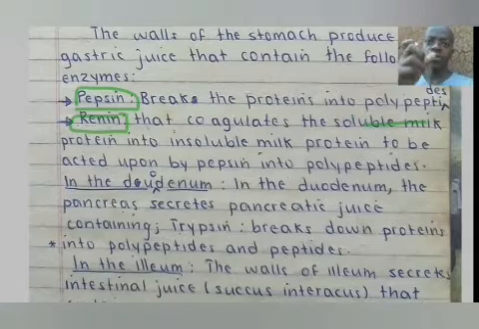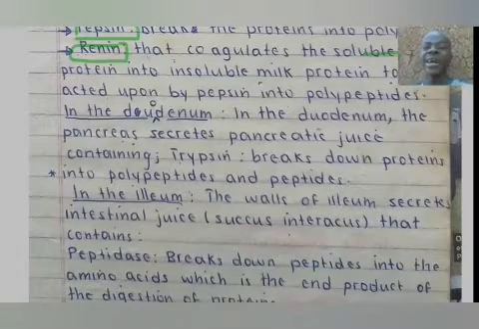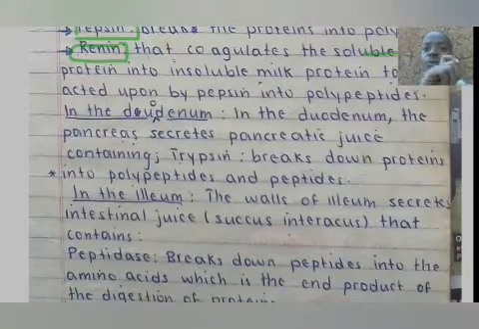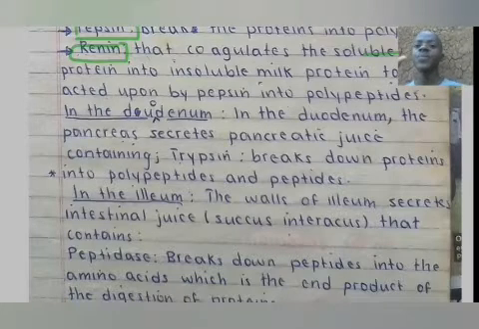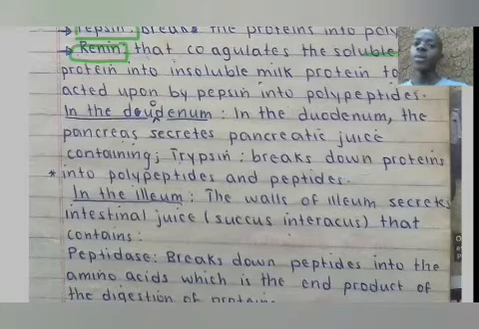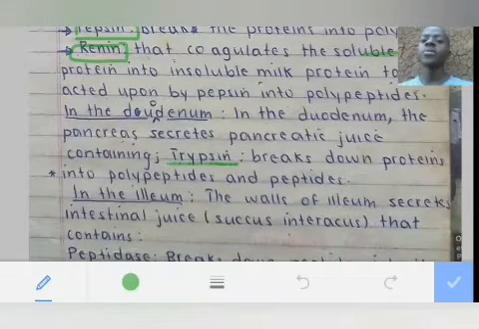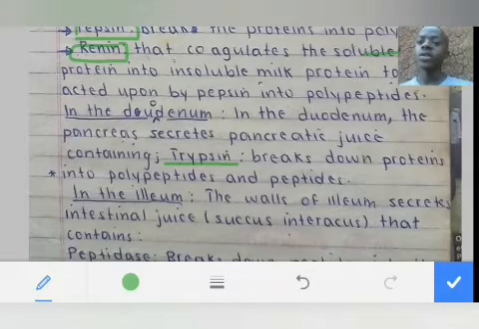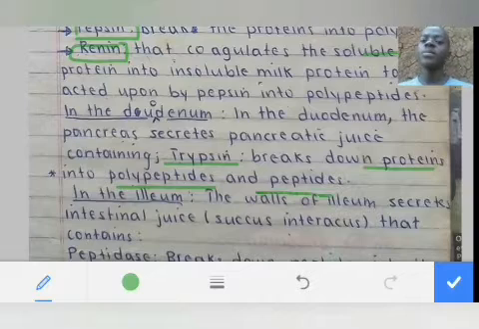Now from the stomach, let us look at the duodenum. What happens in the duodenum? Among the other enzymes which are secreted from the pancreas, which of them acts on proteins? So we have the pancreatic juice which contains trypsin. This trypsin breaks down proteins into polypeptides and peptides.